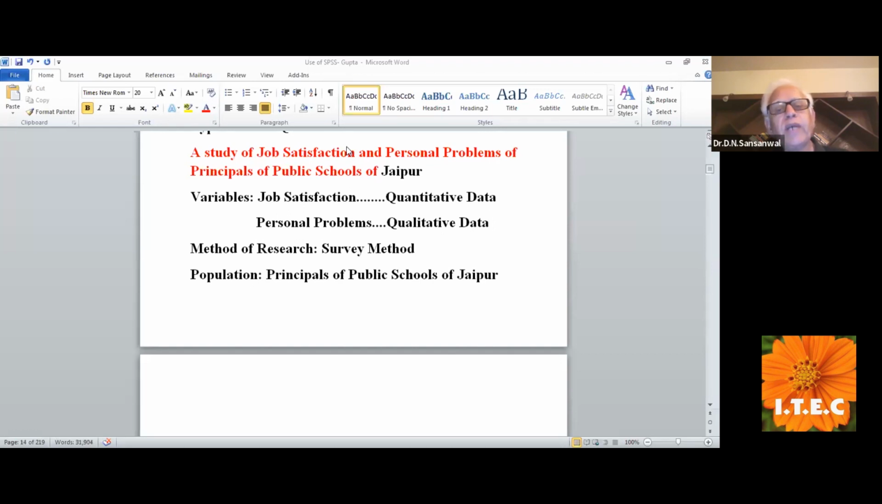Yes, Divya, you have a scale. You have to develop a scale for the patient satisfaction. So it will be patient satisfaction scale. You develop and then you can use it.